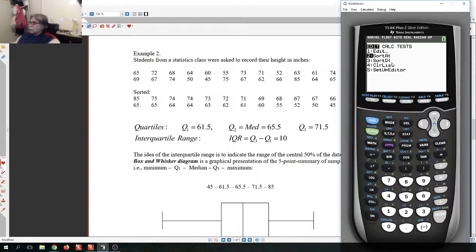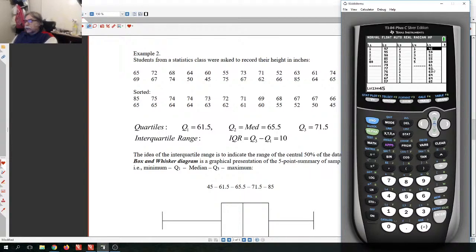If I sort it in ascending order, it will be the smallest first, and then the second, close parentheses, enter, and now they are sorted. And you go and take a look at stats edit option again, and you can see 45, the smallest one, 50, the next one, 52, and on. Okay? So one way or the other, you're going to sort them somehow, right?